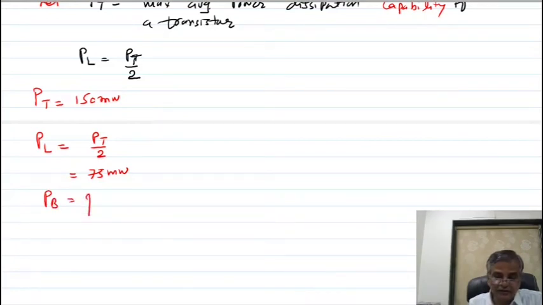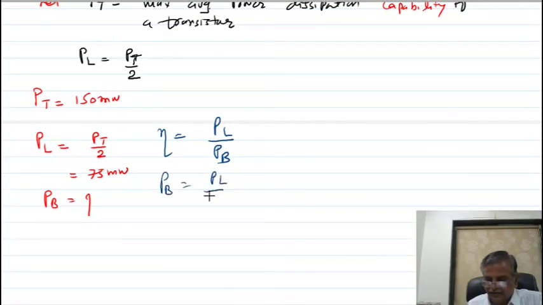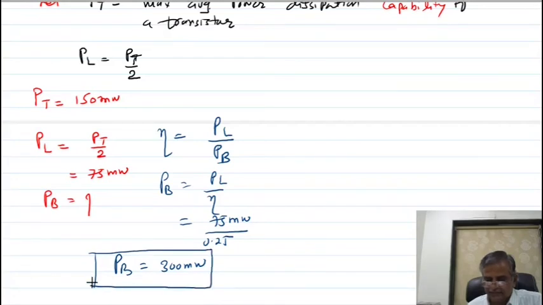Now, second thing, how much PB is required? Let us calculate the PB. You know efficiency is nothing but PL by PB. So PB is nothing but PL upon eta. So PL is 75 milliwatt, efficiency 0.25. So how much power is required? 300 milliwatt power is required. It means you will use a supply voltage which can give minimum this much DC power.